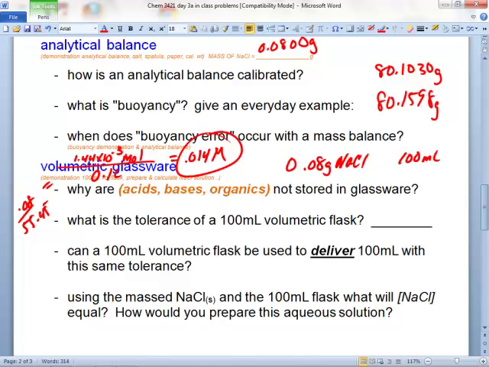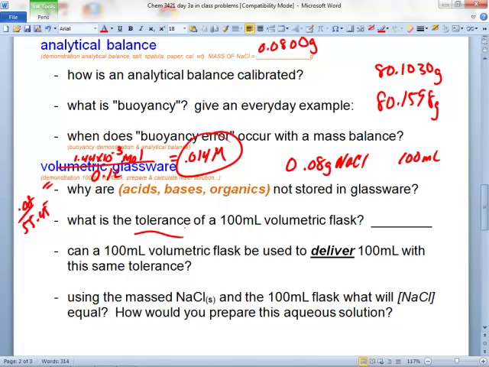What is the tolerance of a 100 ml volumetric flask? What's meant by tolerance? Jamesa, what's meant by tolerance? Somebody help her. What is tolerance?